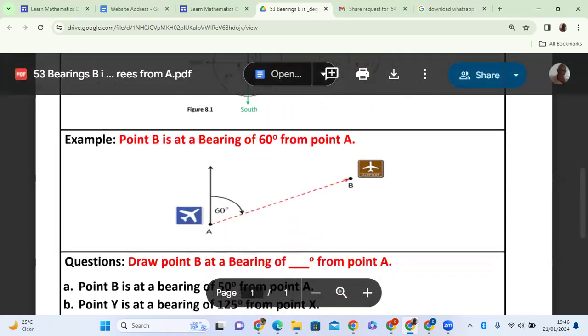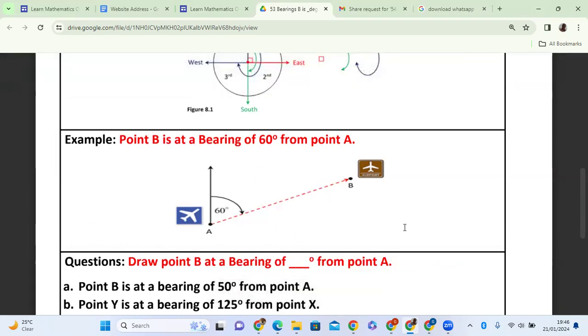Here you have an example. A sentence: Point B is at a bearing of 60 degrees from point A. How can we translate that symbolically? Whenever you hear the word bearing, you must draw a north line. And then you put point A, because the sentence said from point A. So that's where the north line has to be pointing from, point A. Point A is the origin. Then you start to draw your angle from the north line, in a clockwise direction, 60 degrees, not really drawn to scale.